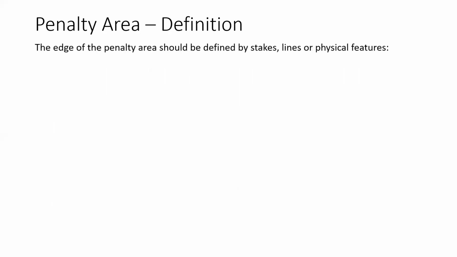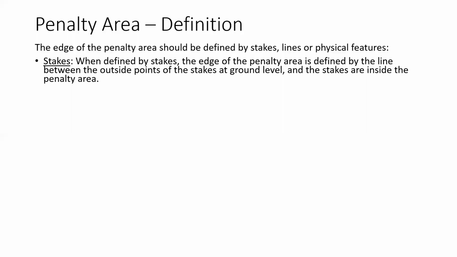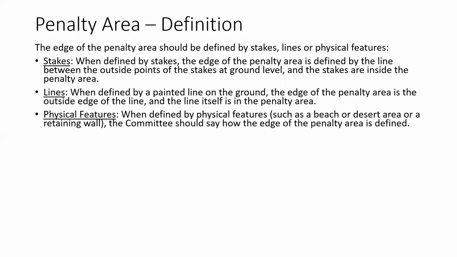Okay, and then the other, so penalty areas, we can define them 3 ways now. We've always been able to define them 2 ways, and we're adding a third way. So we can use stakes and lines like we have been able to for years. If we use stakes, it's just the inside edge, or the closest edge to the course, from that stake to the next stake that defines that imaginary line. And then the lines, obviously the lines define it. If the ball is touching the line, it's in the penalty area.